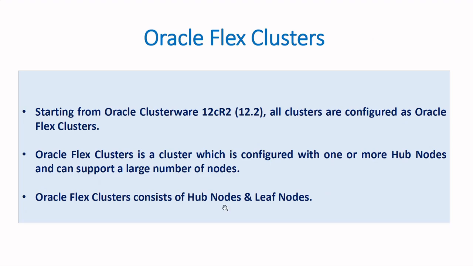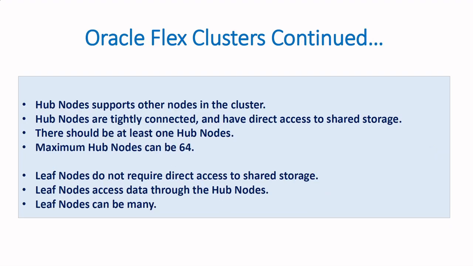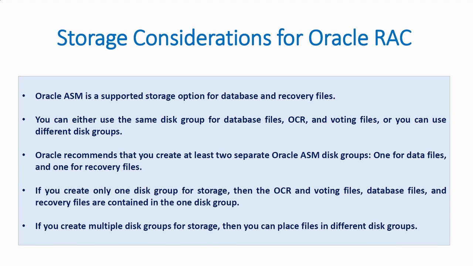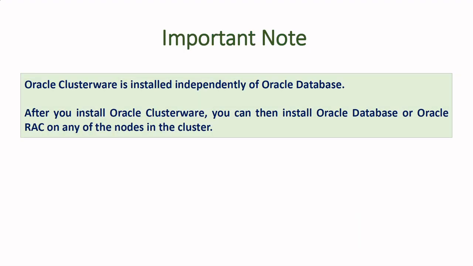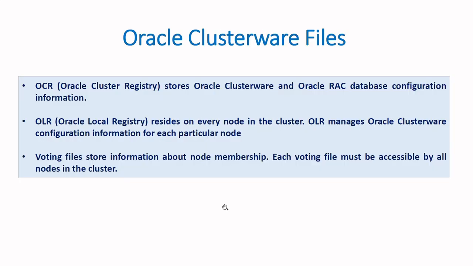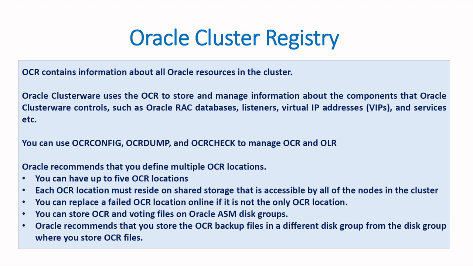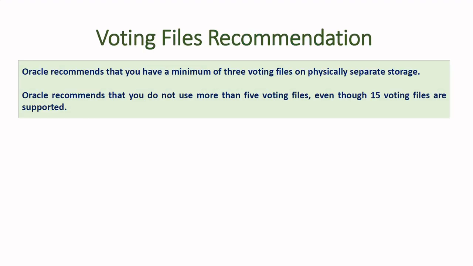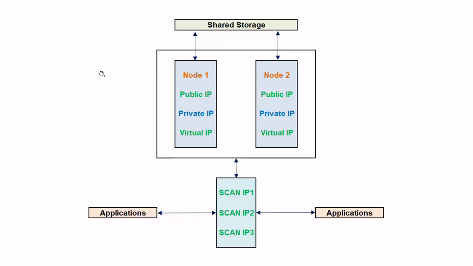What is a flex cluster? Covered that. What is the leaf node? What is the hub node? Covered that. What are the system requirements for clusterware? Covered that. What are the storage considerations for Oracle RAC? Covered that. When do you have to install the database, and when do you have to install the clusterware? Covered that. What are the Oracle clusterware files? OCR, OLR, voting files? Covered that. What is OCR in detail? What is OLR in detail? What is a voting file in detail? What is the recommendation for voting files?